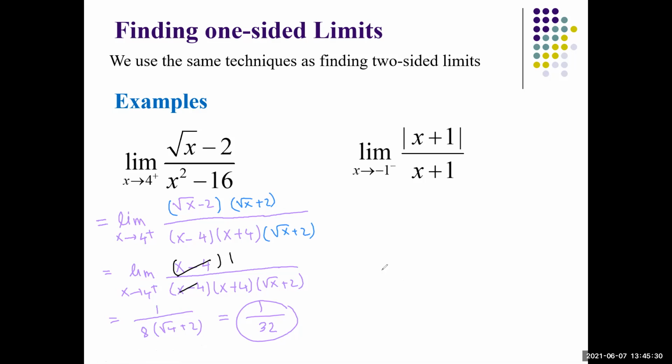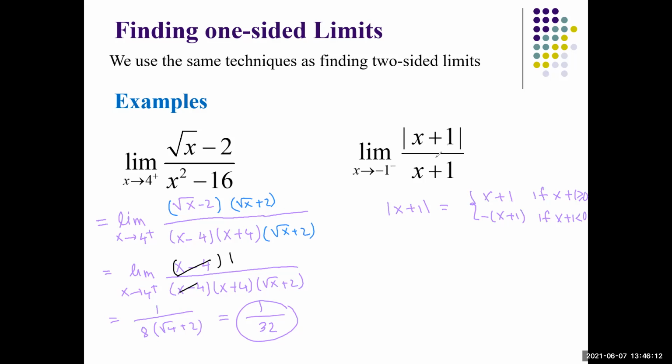Now, for the second problem, when we have the absolute values, then we have to rewrite this. Remember, for the absolute values, there are two cases, right? So if you have the absolute value of x plus 1, this is equivalent to x plus 1 if x plus 1 is greater than or equal to 0, or equal to the opposite, negative of x plus 1, if x plus 1 is less than 0. Right, so that's the definition of absolute values.